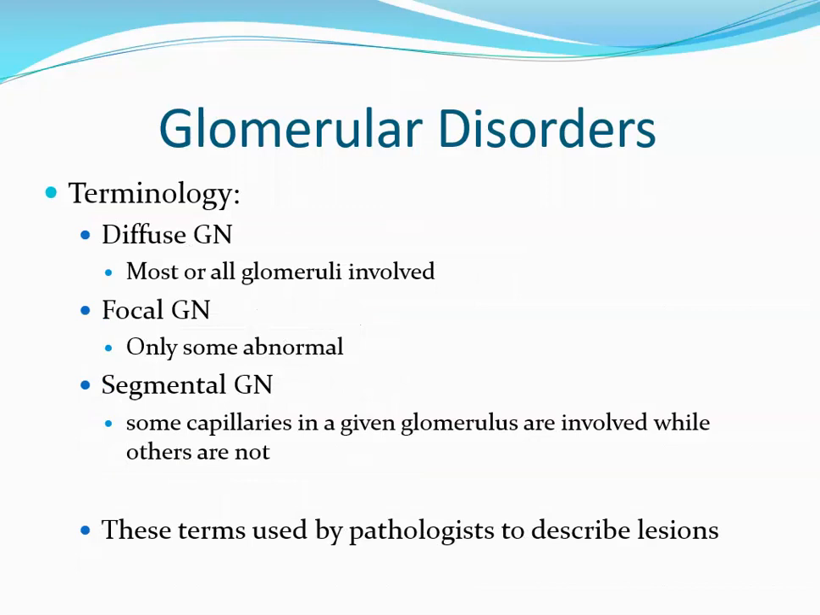Diffuse glomerular nephritis means that most or all of the glomeruli are involved. Focal glomerular nephritis means only some are abnormal. And then segmental glomerular nephritis means some capillaries in a given glomerulus are involved while others are not. These terms are used by pathologists to describe the lesions.